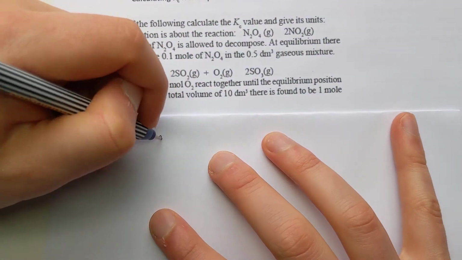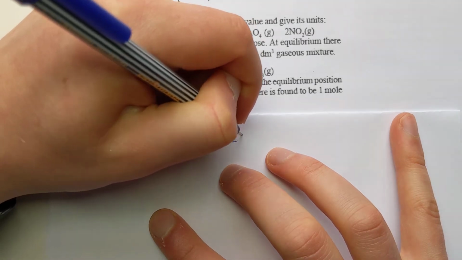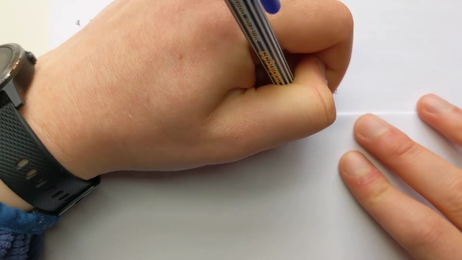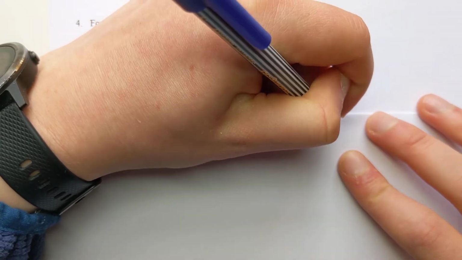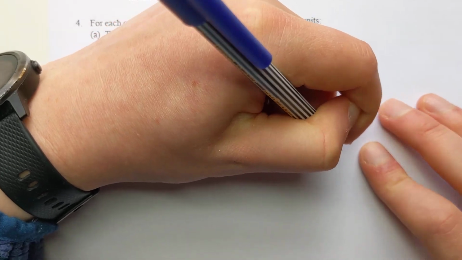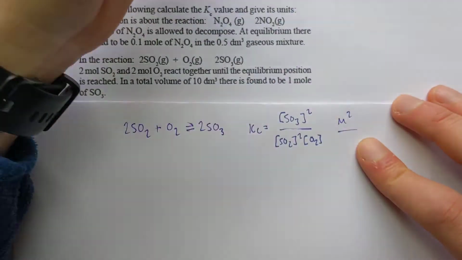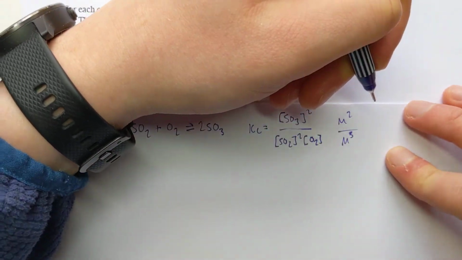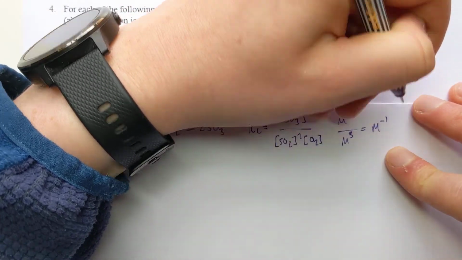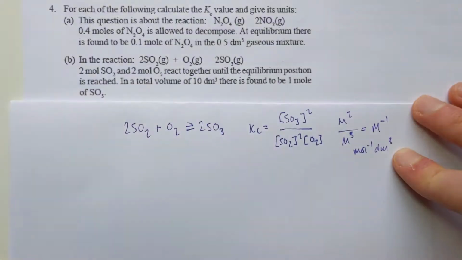So equilibrium is this. I'm going to make my Kc expression just at the start. So Kc equals SO3 squared over SO2 squared times O2. Units is going to be moles per decimeter cubed squared over moles per decimeter cubed, which is moles per decimeter cubed to the minus 1, which is moles to the minus 1 decimeters cubed.